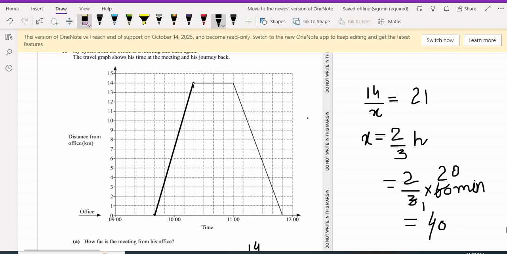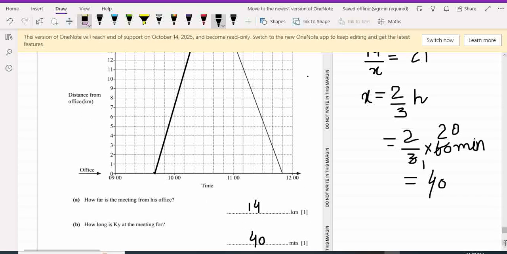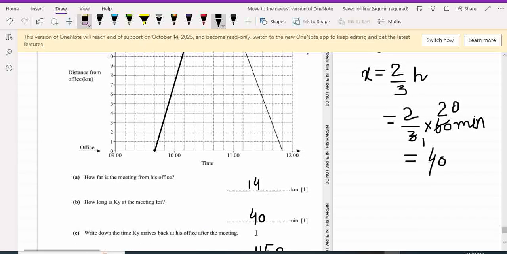So the meeting starts at 10 hours 20 minutes and ends at 11:00. So 11:00 minus 10:20 gives you 40 minutes. So she stays at the meeting for 40 minutes. Also, how far is the meeting from his office?